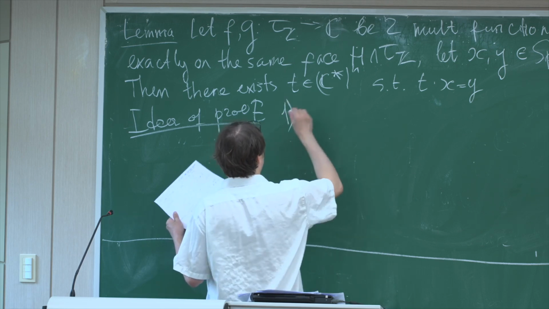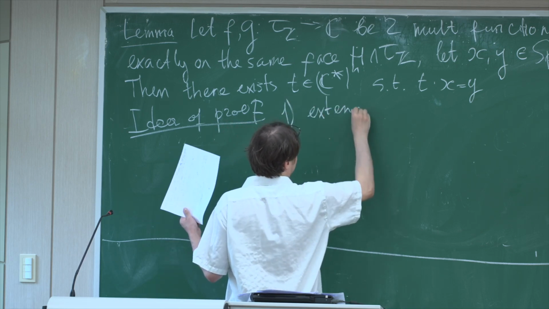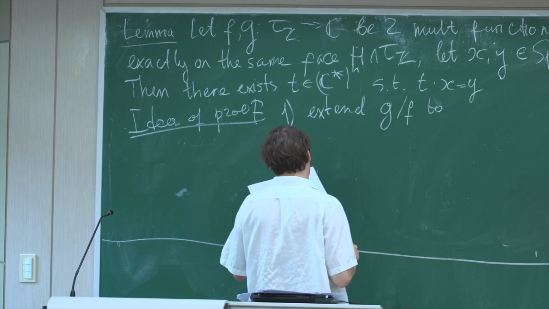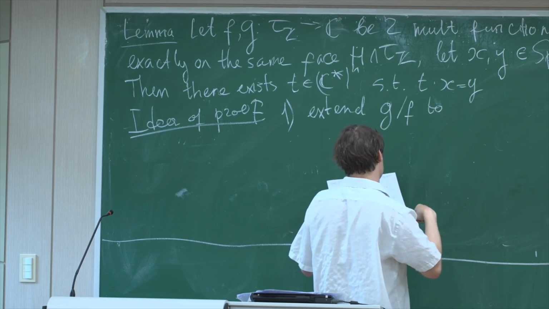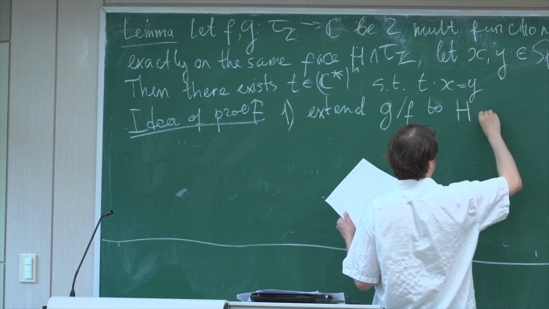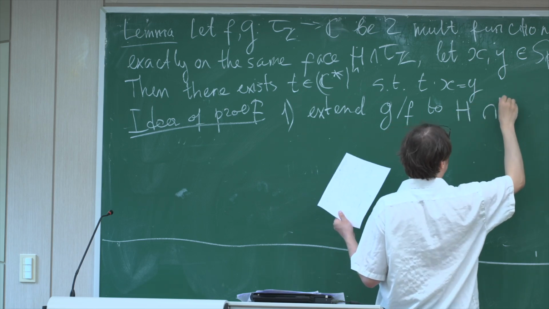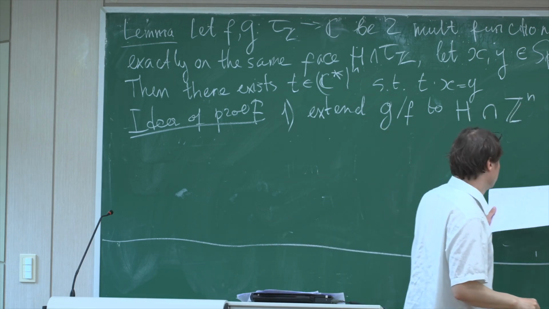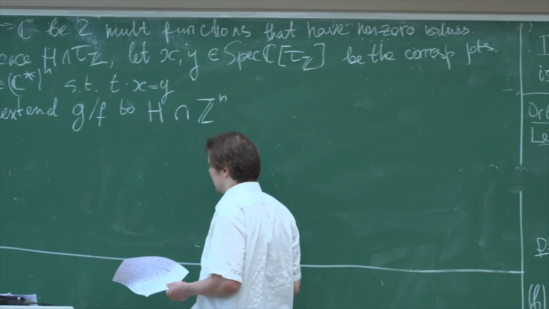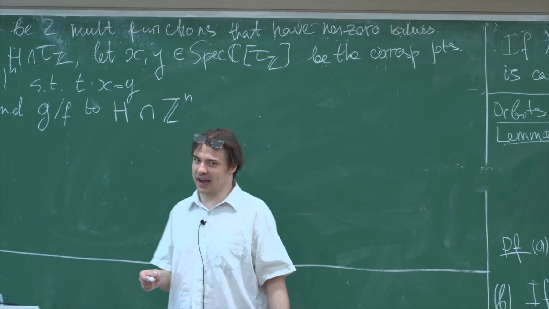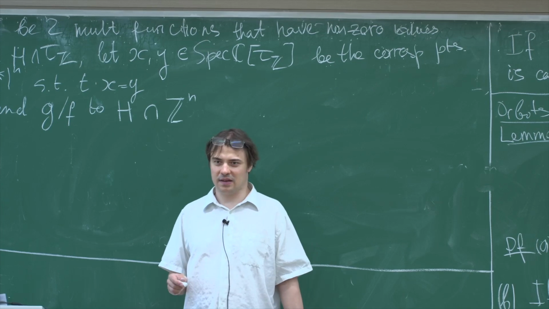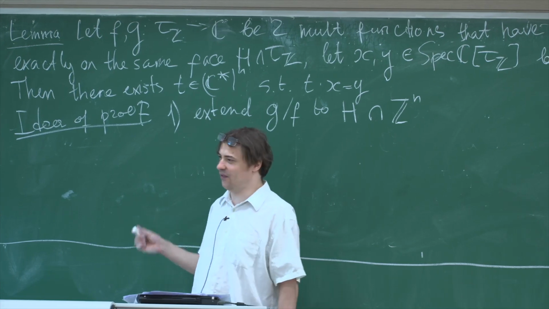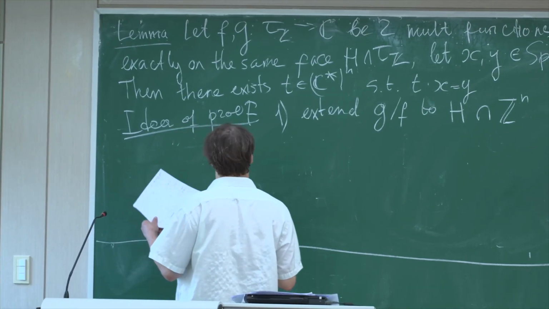So first we extend g over f to all integer points in our space, H intersection with a character lattice. It is possible because there we only have non-zero values. Wherever we have a value, they are all non-zero. And the function is multiplicative, so we can extend it.